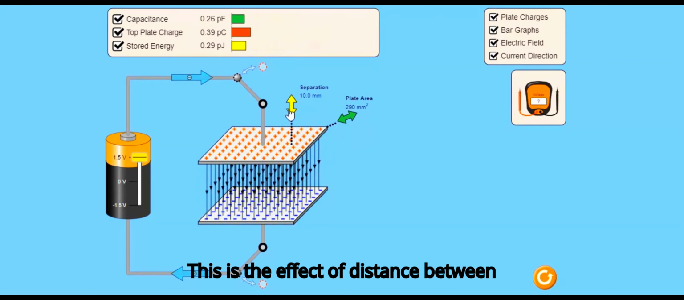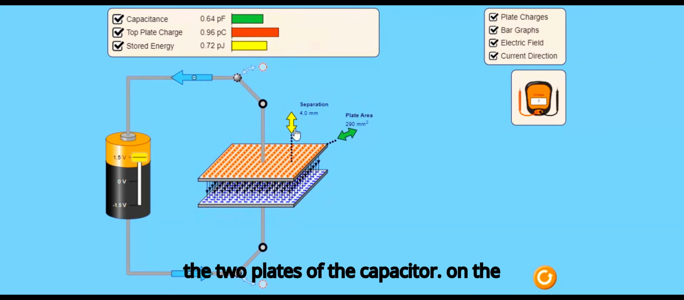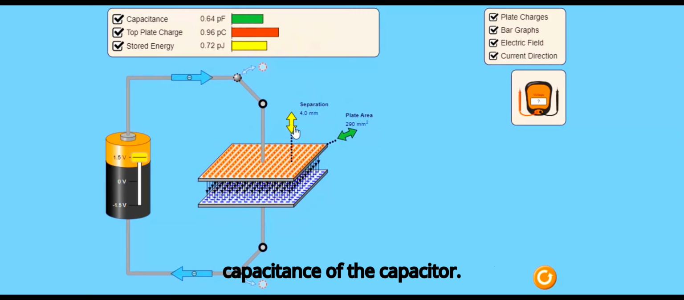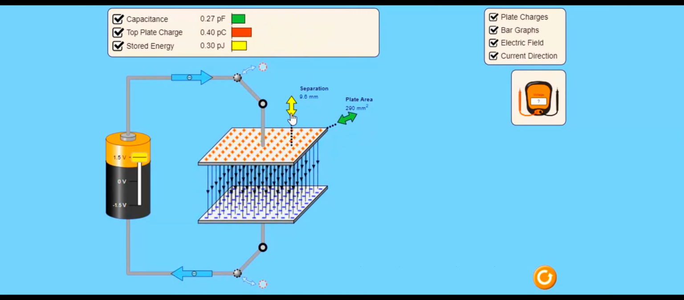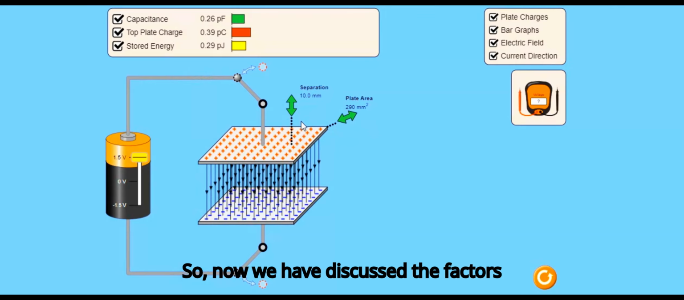This is the effect of distance between the two plates of the capacitor on the capacitance of the capacitor. So now we have discussed the factors which affect the capacitance of the capacitor.